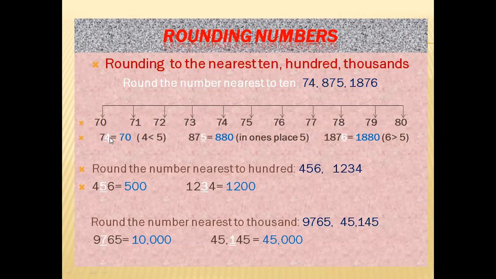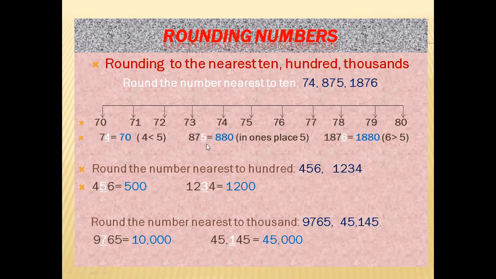This is another method. To round a number to the nearest 10, first you have to see the digit in the ones place. If that digit is less than 5, the tens place number remains the same. Here 7 stays 7, so it is 70. The ones place digit changes to 0. Understood now?